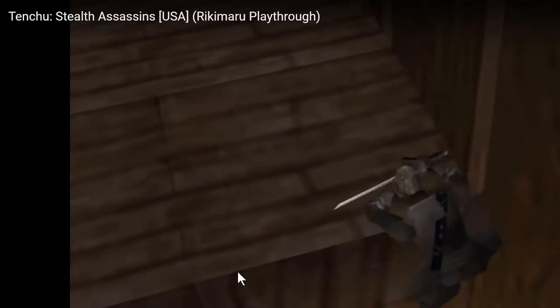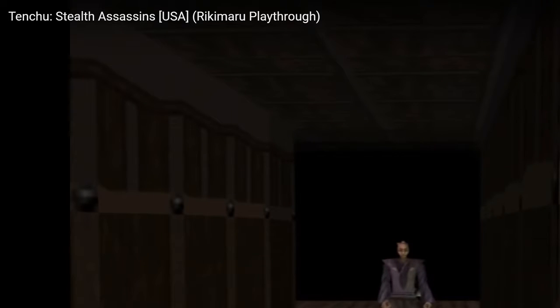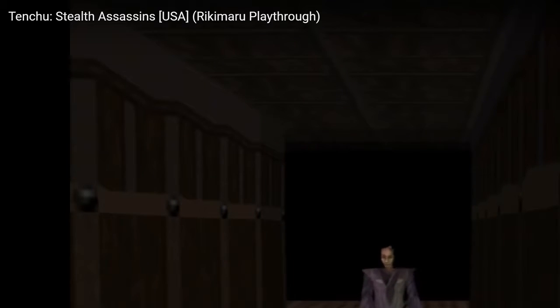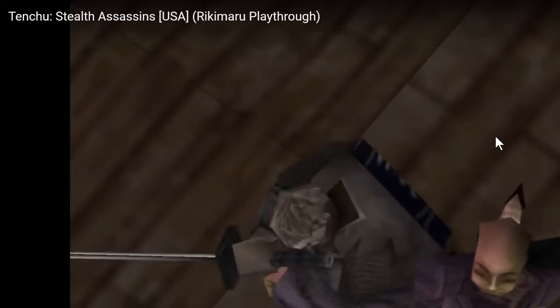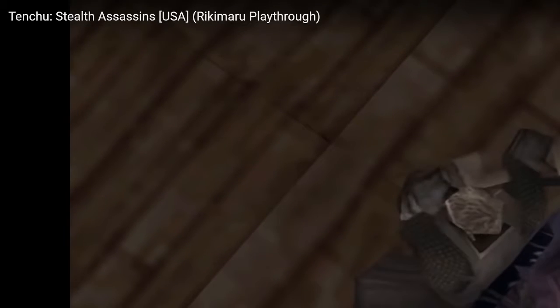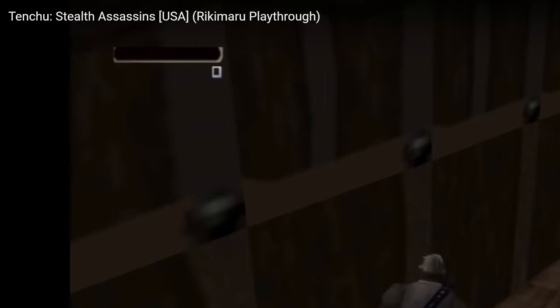So, the way this works is that this guy is facing straight in one vector. This guy is facing another vector. If these vectors are in the same direction, it means that he can be seen. If they are in opposite directions, it means he cannot be seen.